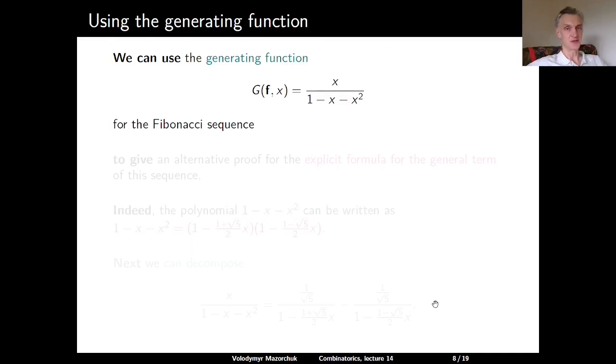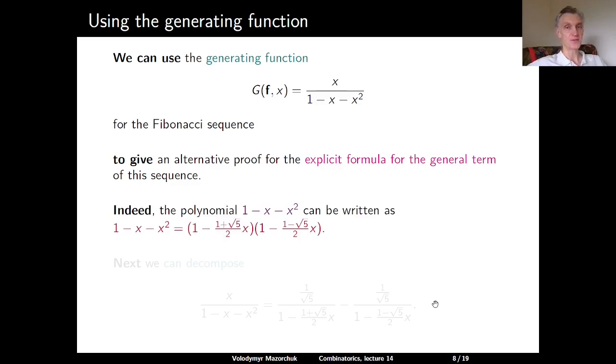Now, how can we use this generating function for the Fibonacci sequence? We can use it to give an alternative description of the explicit formula for the general term of the sequence. Indeed, the polynomial 1 minus x minus x squared, which appears in the denominator, can be factored into a product of two linear factors. We can write that 1 minus x minus x squared is equal to 1 minus (1 plus the square root of 5) divided by 2 times x, times 1 minus (1 minus the square root of 5) divided by 2 times x.